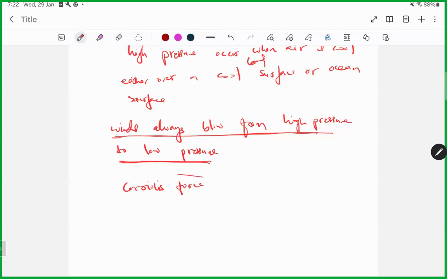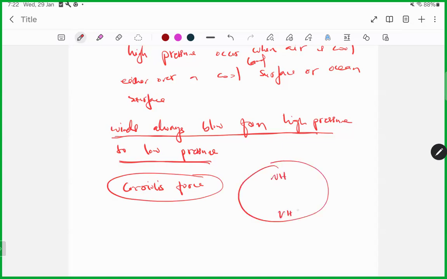Yesterday we studied the Coriolis force. As the winds blow from high pressure to low pressure, they get deflected towards the right in the northern hemisphere and towards the left in the southern hemisphere. This deflection of the winds is due to the Coriolis force.